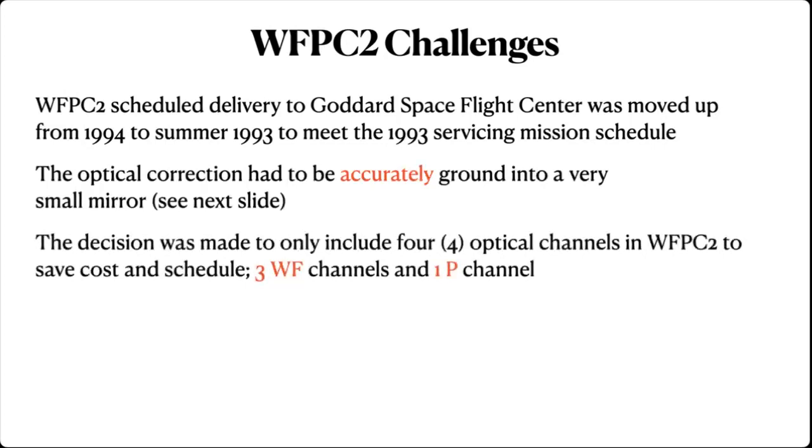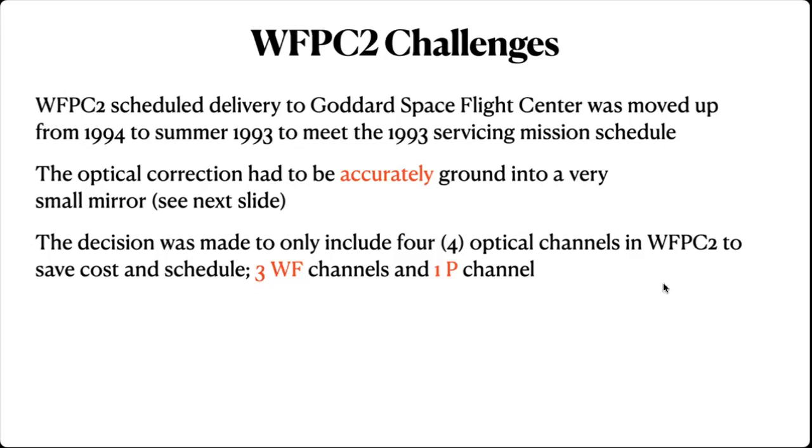The decision was made to only include 4 channels. Remember, there are 4 wide field and 4 planetary. Instead of having 8, they said, we're going to only have 4. What we're going to do is have 3 wide field channels and 1 planetary. And I'll show you in a second what that looks like. That was done to save cost, to save schedule, because the schedule was moved up.